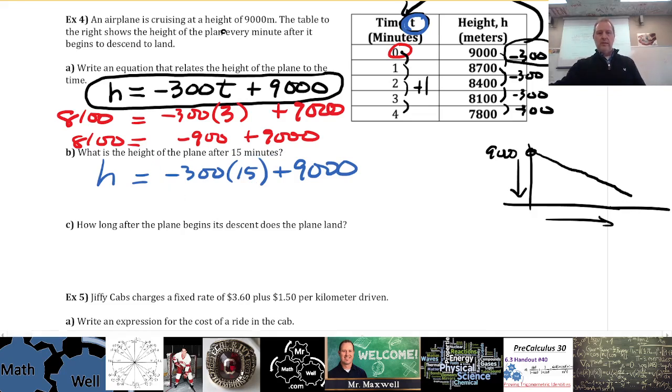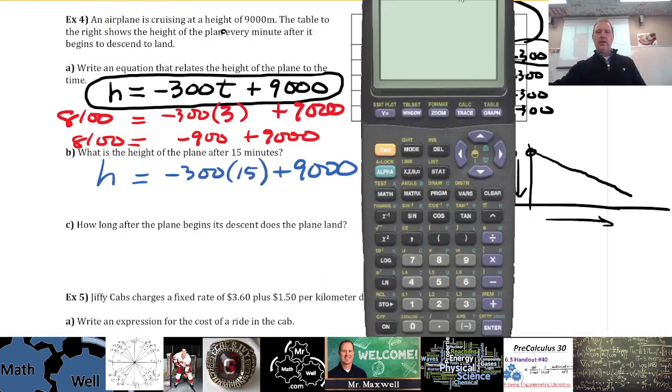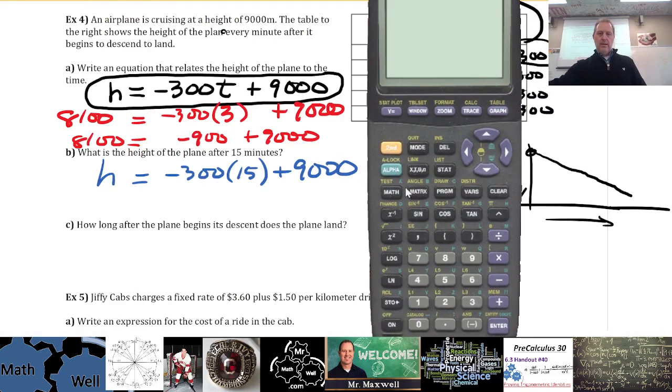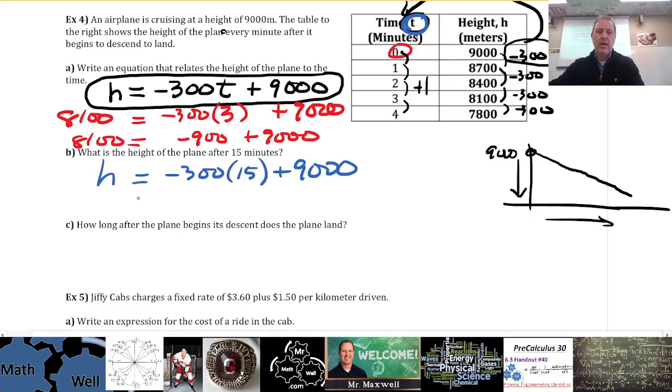Feel free to get your calculator out if you need to. Okay. Negative 300. This isn't as bad as it looks. You can just do 3 times 15. You don't have to worry about the zeros. 3 times 15 is 45. That's a negative 45. And add those 2 zeros onto it. Negative 4,500. Okay? So there we go. Didn't need a calculator. Negative 4,500 plus 9,000 equals h. So h equals what?